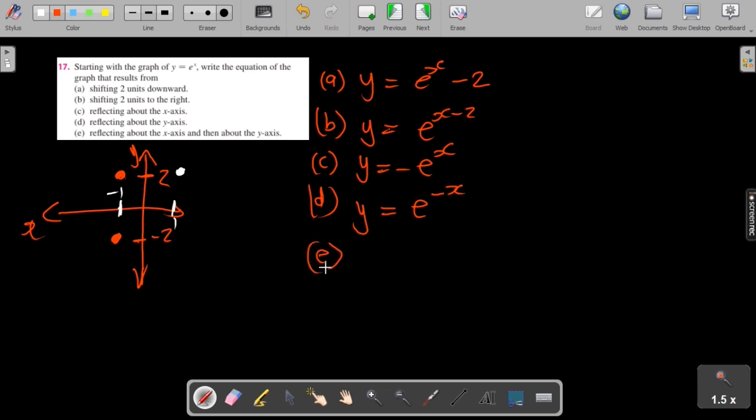Then finally, with E, we are asked to reflect about the x and then about the y. So you can either do it in steps or just apply both of what we did in the previous questions. So if you reflect about the x, then you're going to have this one where you have negative e to the power x. Then if you reflect this about the y, the principle doesn't change, you're still going to negate the x. So this will be your final function for the last question. It will be y equals negative e to the power negative x.